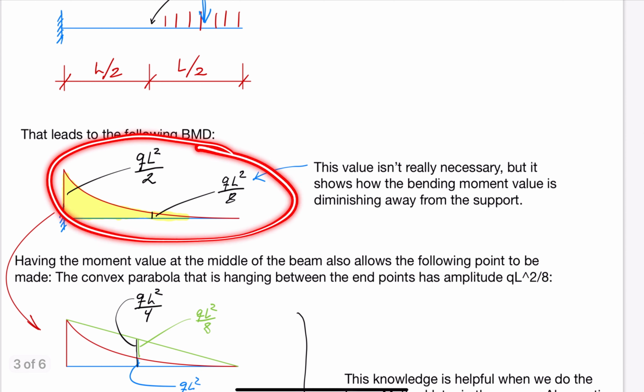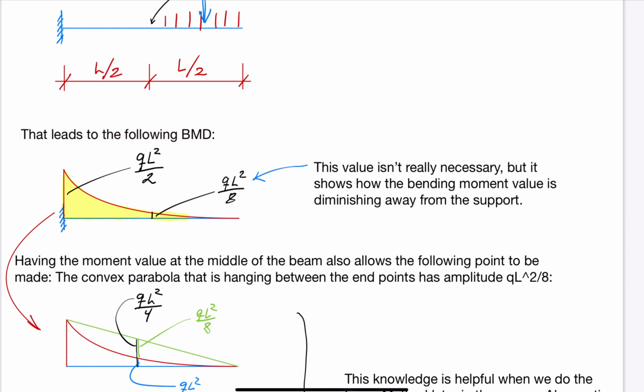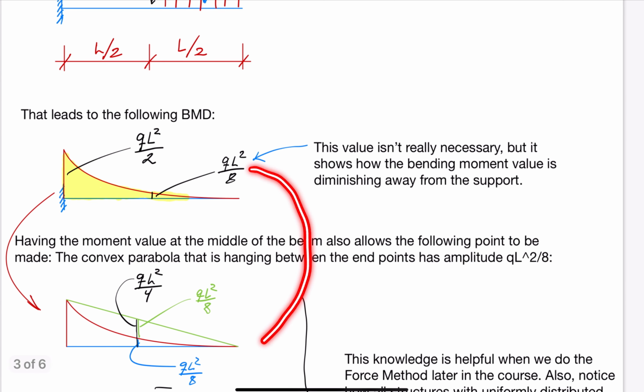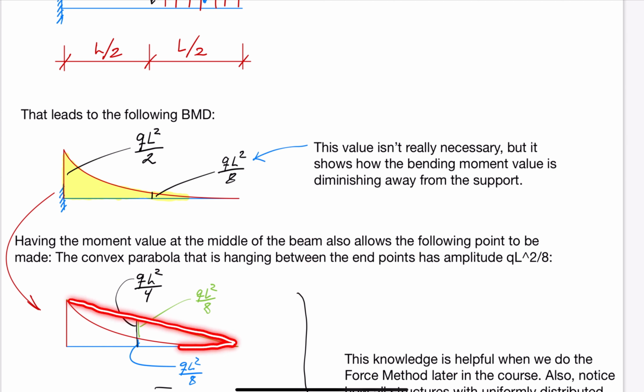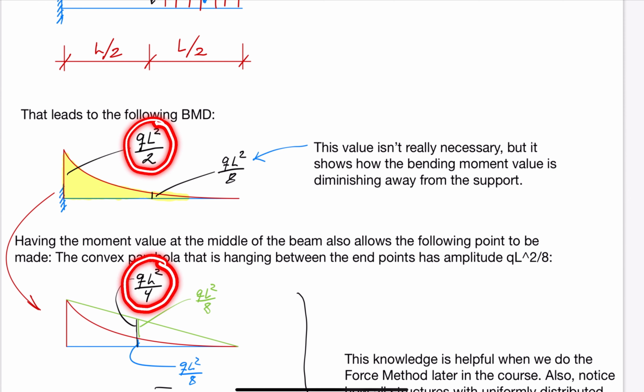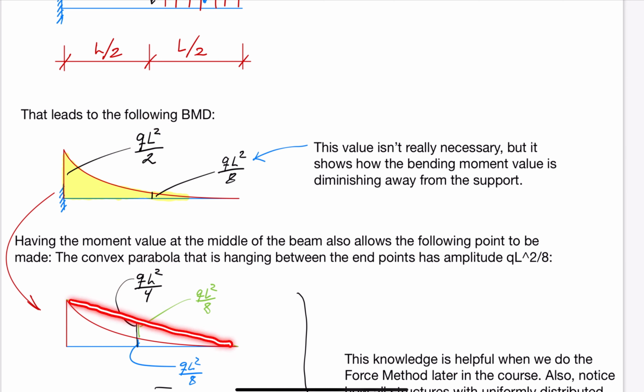Now that we have the value of the bending moment diagram at the middle of the beam, we are able to find the depth of the parabola that the bending moment diagram forms between the endpoints. Remember from an earlier video that uniformly distributed load along a member gives a parabolic shape of the bending moment diagram. Because the value of the bending moment diagram at the left-hand side is QL squared over 2, the value of this green straight line at the middle of the beam is QL squared over 4. We conclude that the depth of the parabola is QL squared over 8. This is an important conclusion from the calculations at the midpoint, which we would normally not do.